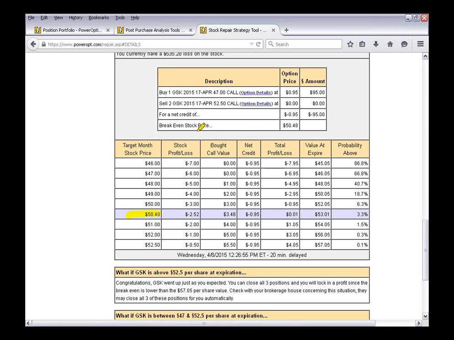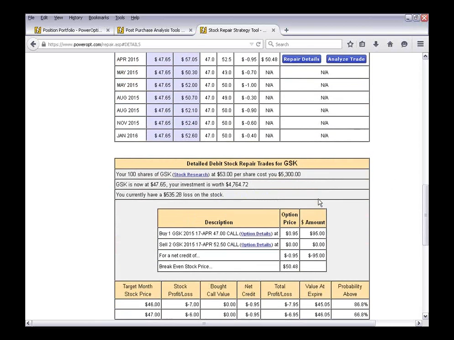If the stock's trading at 50.48 at April 17th expiration, you have a $2.52 loss on our stock position, from our original cost basis of 53. Your 47 call would be worth $3.48. And we know we paid a debit of 95 cents, so that $3.48 intrinsic value on our long call minus the 95 cents would put us at $2.52. We're right back to break even with only needing the stock to go back to 50.48.